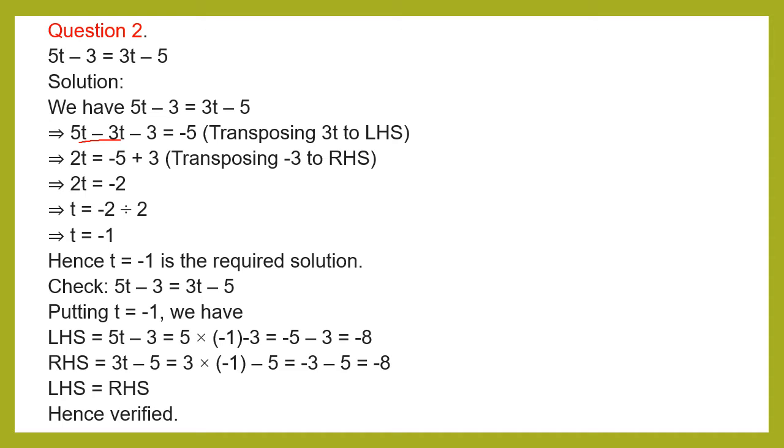So to verify this, let us take the equation as it is, 5t minus 3 equals 3t minus 5. In this, the LHS is 5t minus 3. Let us take 5t minus 3, which is equal to 5 into the t value, minus 1. 5 into minus 1 minus 3. Plus into minus is minus. 5 ones are 5. So 5 into minus 1 becomes minus 5.